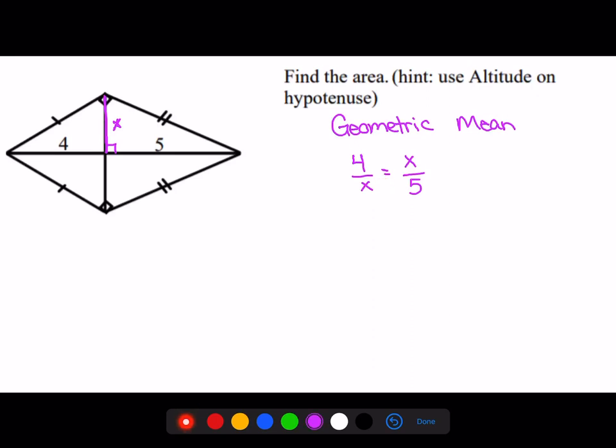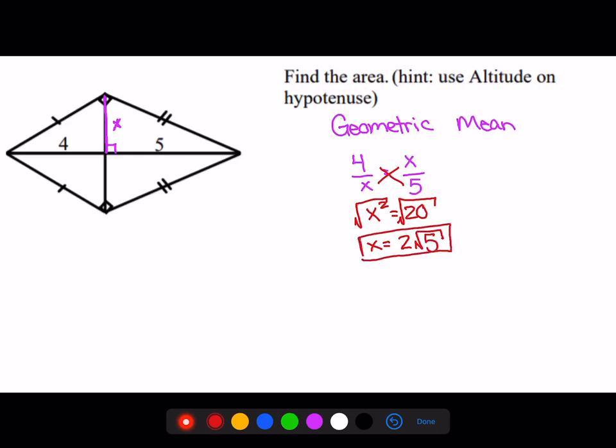So from here, I can go ahead and solve for x using cross multiplication. We get x squared is equal to 20. If I take the square root of both sides, we get x is equal to, well, if I break down 20, I get 4 times 5. So that gives me 2 radical 5.